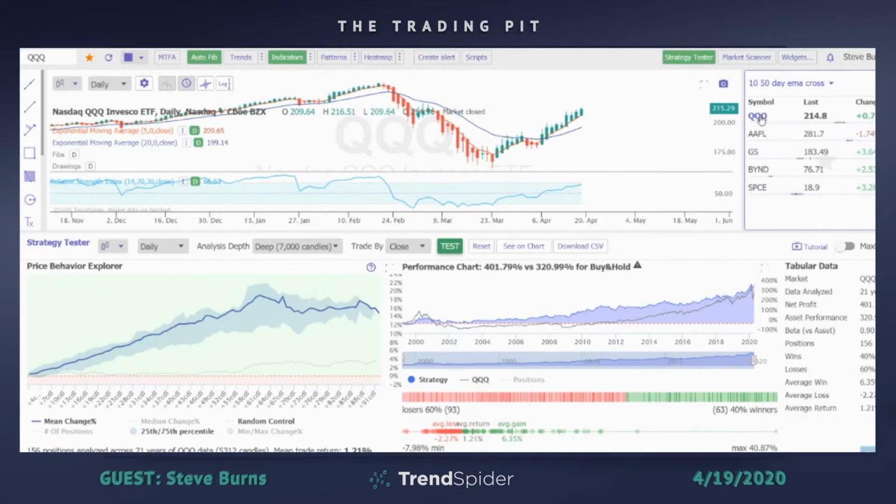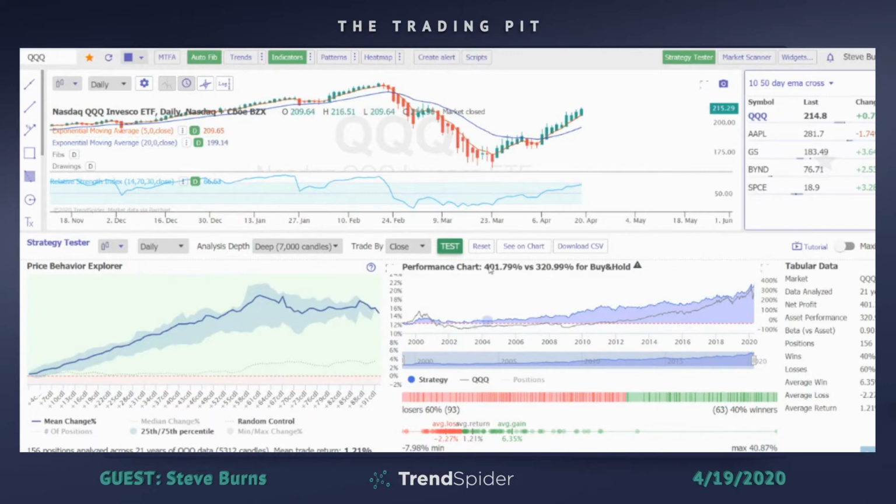If we look at the QQQ here, this is the 5/20 crossover. The blue line is the 5, and the red line is the 20-day exponential moving averages. So you see when they cross under, it tells you to go to cash, stay safe. And then when they cross back over, you go long. That's how this back test works out.